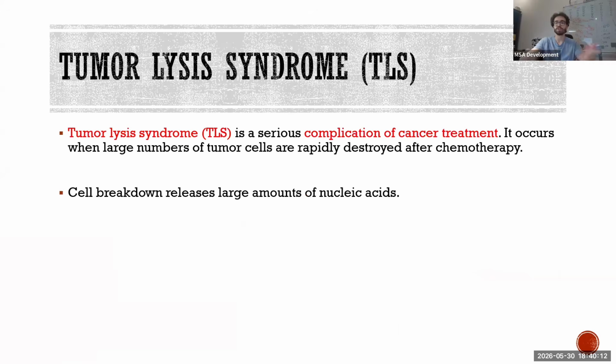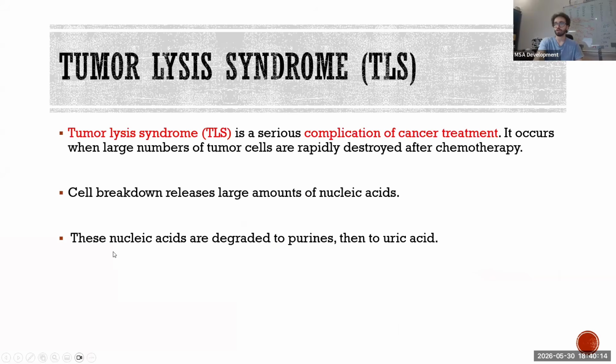These cancer cells will release the nucleic acids in them. The nucleic acids will become purines, then uric acid. But too many cells are dying, which means too many nucleic acids are being thrown out or exploded because the cells are dying. These nucleic acids will become uric acid. So we will get hyperuricemia. This is tumor lysis syndrome.